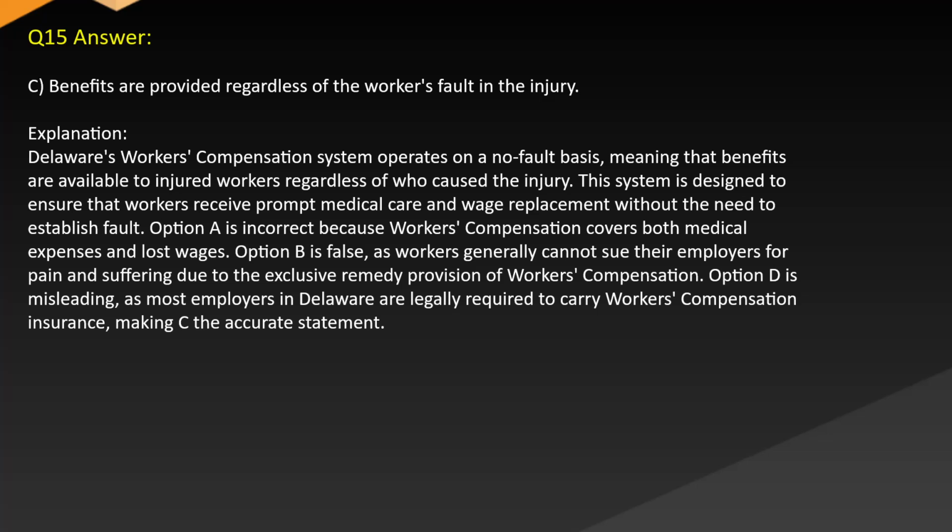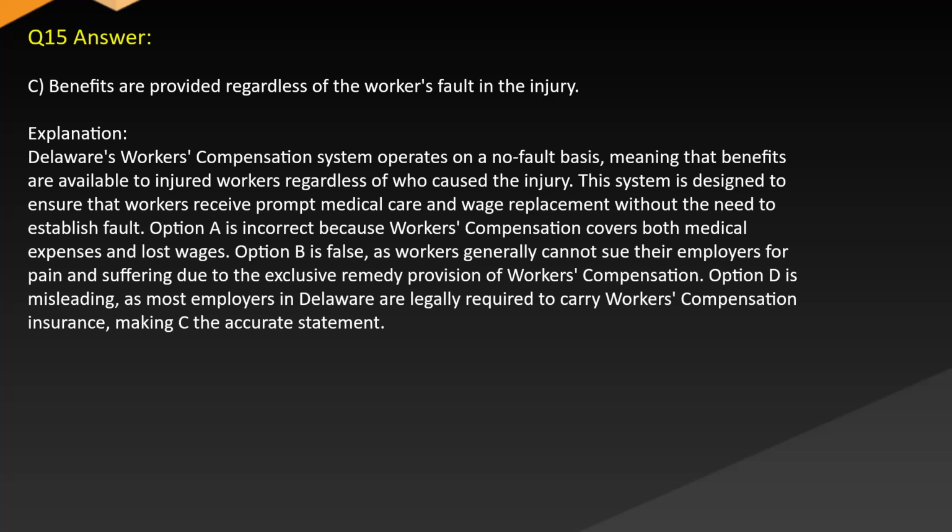Answer: C. Benefits are provided regardless of the worker's fault in the injury. Explanation: Delaware's workers' compensation system operates on a no-fault basis, meaning that benefits are available to injured workers regardless of who caused the injury. This system is designed to ensure that workers receive prompt medical care and wage replacement without the need to establish fault.